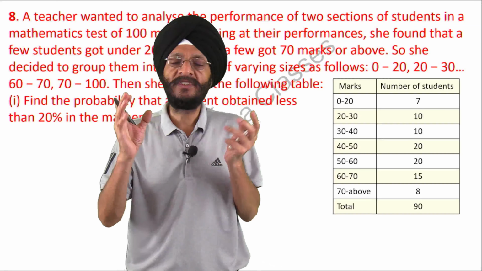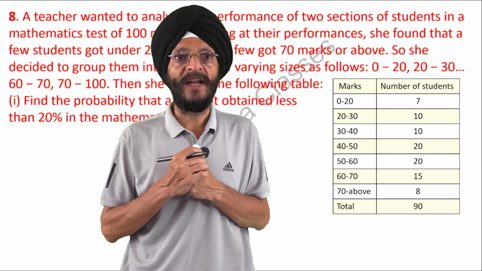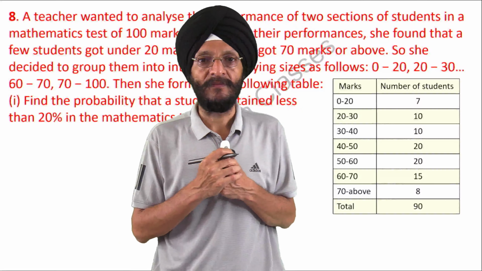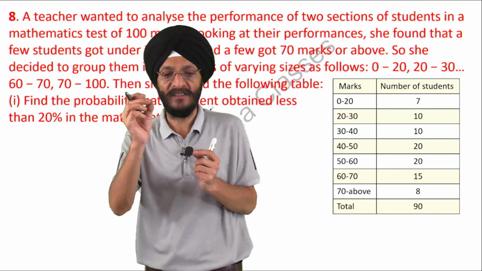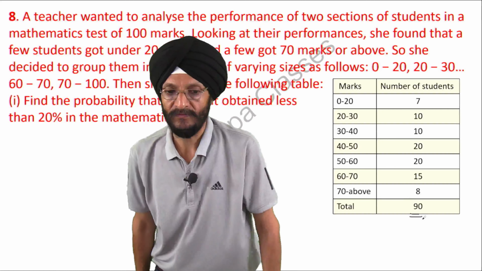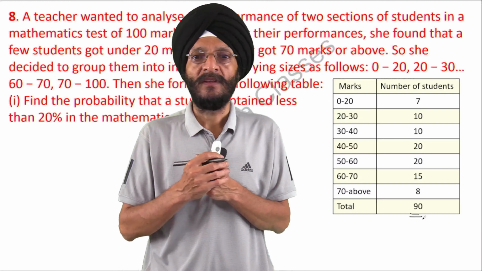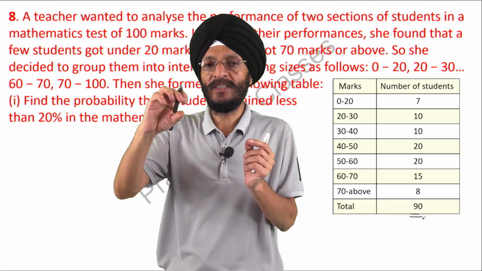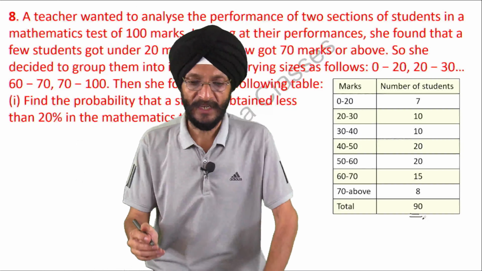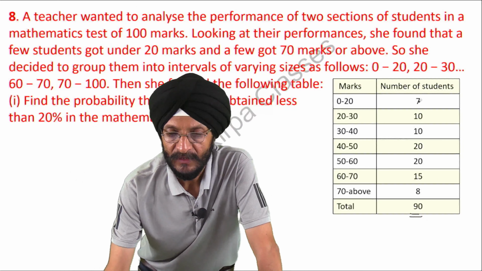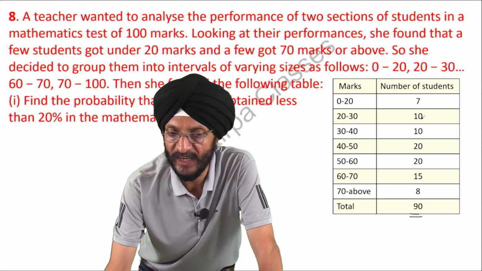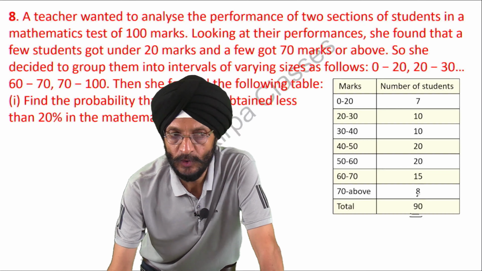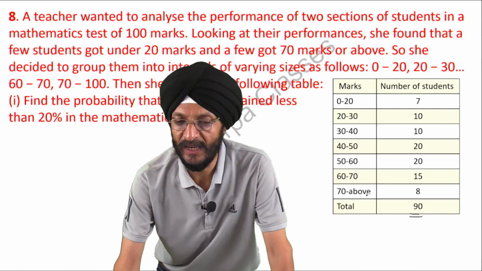There are two sections in a school, and a teacher has taken a test of mathematics. The total number of students in both the sections is 90. After taking the test, the teacher has grouped the students on the basis of marks obtained. That is, up to 20 marks, the number of students is 7, and 10 students have obtained between 20 to 30, and so on, and only 8 students have obtained 70 and above marks.